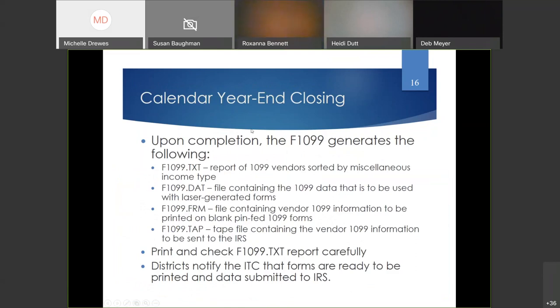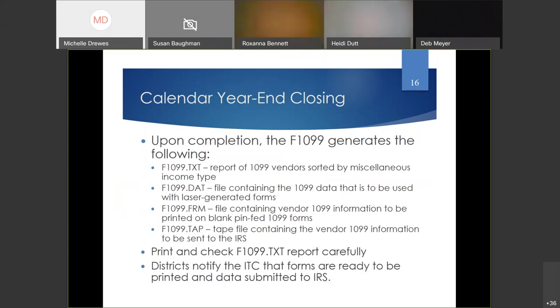And then what happens at the end is that the 1099 produces four output files. The F1099.txt file, like I said, is the report, and it's going to sort by the income type. That's where you can see if there are any problems, errors, or anything missing. The DAT file contains the 1099 data that's used with your laser-generated forms. So that's the file you're going to be using to upload into the EDGE program for 1099 printing.